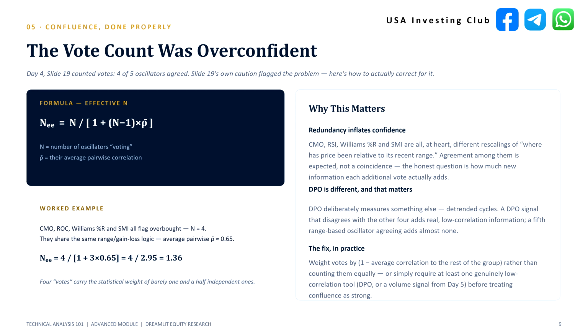The vote count was overconfident. Our earlier strategy spotlight counted votes. 4 of 5 oscillators agreed. That slide's own caution flagged the problem. Here's how to actually correct for it.